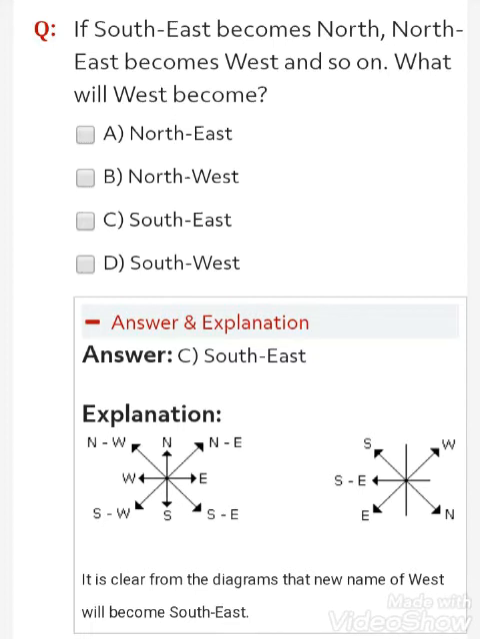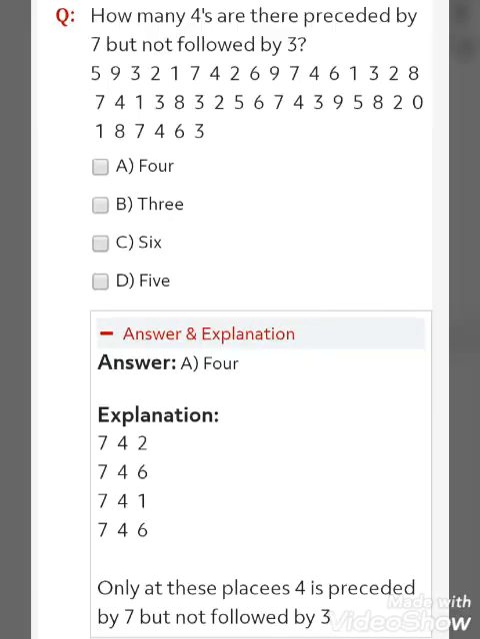If the northeast becomes northwest, like that, it is clear from the diagram that the new name of west will become southeast. So here you can see why we have written southeast. I have written the explanation properly with the diagram also. So for this, first you need to know where north, south, east and west are, and then you interchange them. Now let's come to the next question.